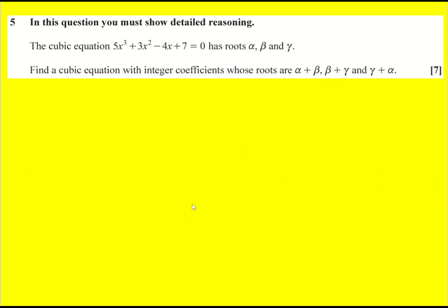Now I'm going to go through one other method. It's a substitution. And you might think you can't do a substitution because different things are happening to each root, but you can, in fact.